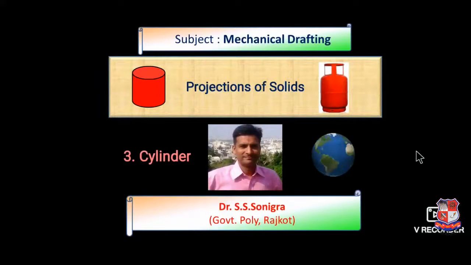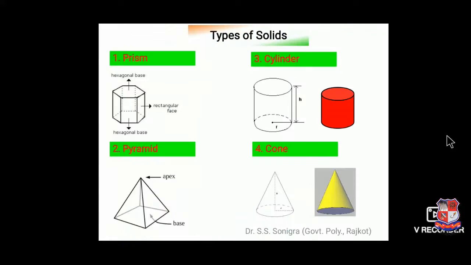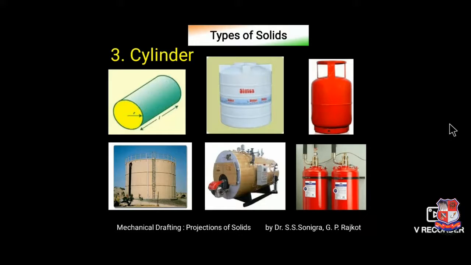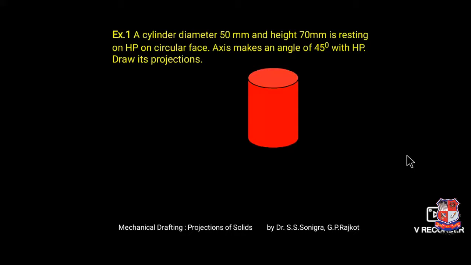Hello friends, in this session we will discuss how to draw projections of a given cylinder for a given situation. First we discussed prism, then pyramid, now we discuss cylinder. These are examples of cylindrical shapes we use in our day-to-day life. It has a diameter and length. The data is given like this.